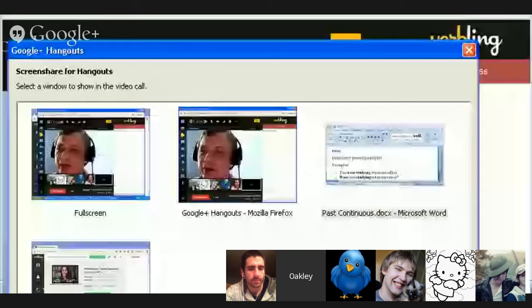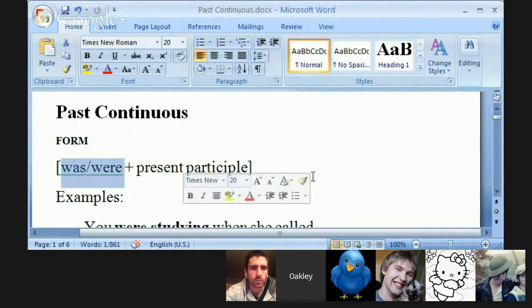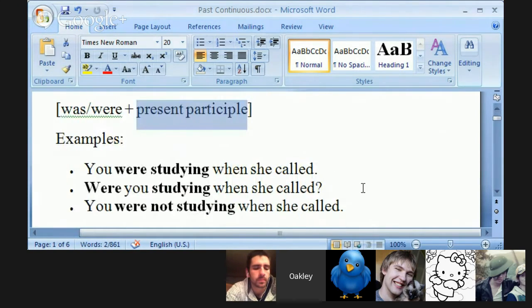Super. So let's get started learning about past continuous. The form for past continuous uses the past verb to be, was or were, depending on which person we're talking in. He was, I was, she was, it was, or plurals, they were, we were. And the present participle, which is the ing form of the verb. Very simply, what it looks like in examples: you, the subject noun, and then the verb construction.